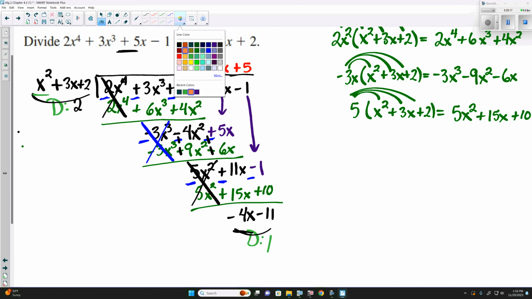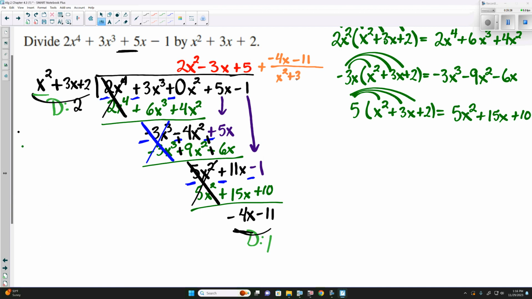And at this point here, we do need to add the remainder back in. So we have negative 4x minus 11 over our x squared plus 3x plus 2. And that's it.